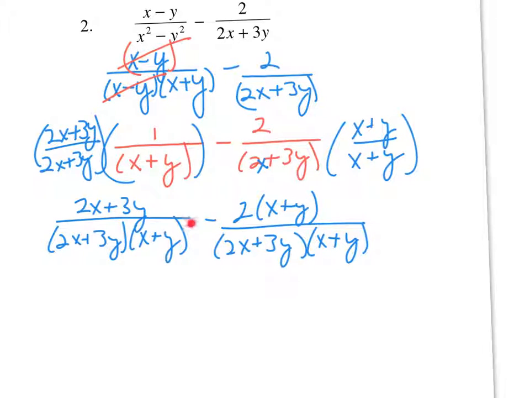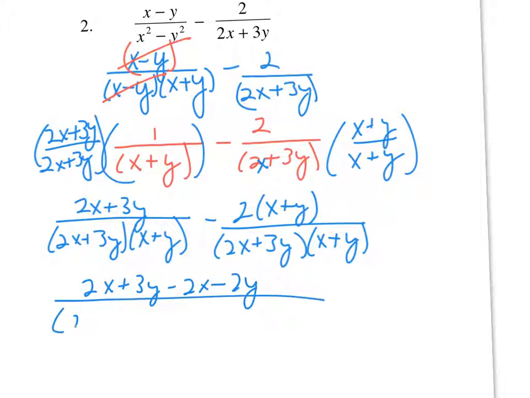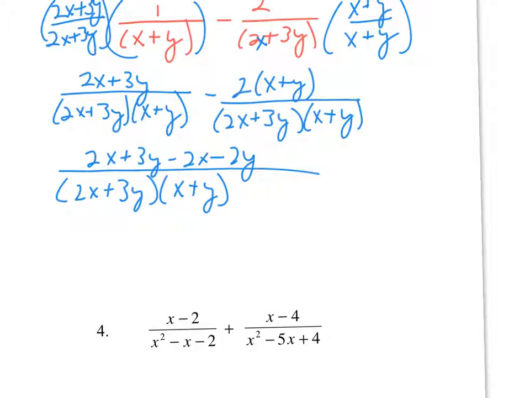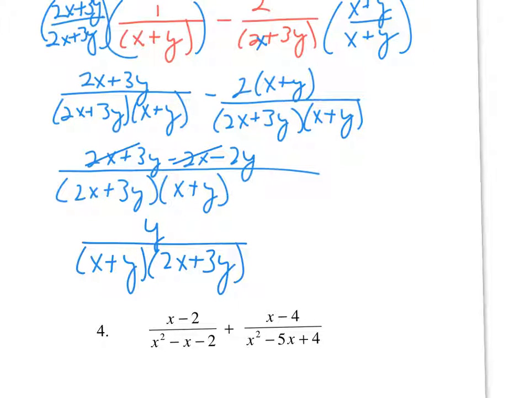So I'm going to distribute this negative sign here, distribute this 2, kind of keep simplifying, right? And I'll get 2x plus 3y minus 2x minus 2y, all divided by 2x plus 3y times x plus y. That's going to simplify. This 2x is going to cancel with this 2x. 3y minus 2y is just going to end up with y. So I'm going to end up with y all over x plus y times 2x plus 3y. Right? The order that I write these terms in the denominator doesn't matter.